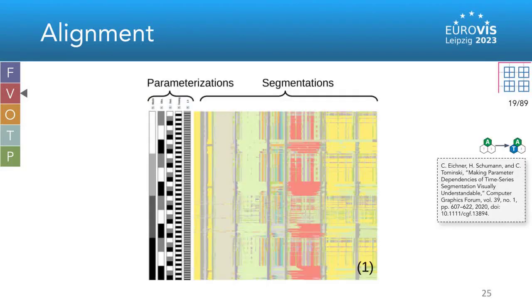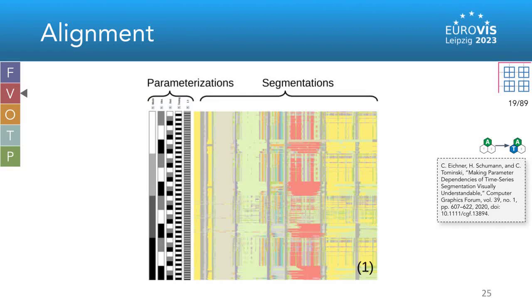Finally, I want to talk about alignment, which is when there are separate coordinate systems but their relative position is informative. Examples would be small multiples of outputs arranged in the order of an input parameter, or tabular visualizations like the one in Eichner et al. for time series segmentations. Each row contains data of one segmentation algorithm execution. The parameter setting is encoded on the left in grayscale, the segmented output in color on the right. The idea is that when the table rows are arranged in a useful order, dependencies between parameter settings and outputs become visible. E.g., you see that the big wide red segment coincides with the second parameter being at the black setting.